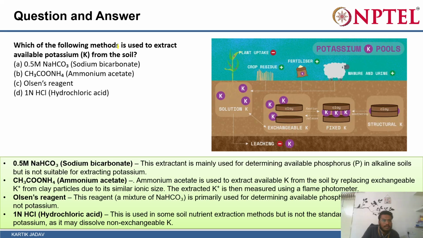Which of the following methods is used to extract available potassium from the soil? So to extract available potassium, we are not using sodium bicarbonate. Ammonium acetate, yes. So the correct answer is ammonium acetate, which we use to extract potassium, and that generally replaces exchangeable potassium from clay particles due to similar ionic size. Correct answer is option B.